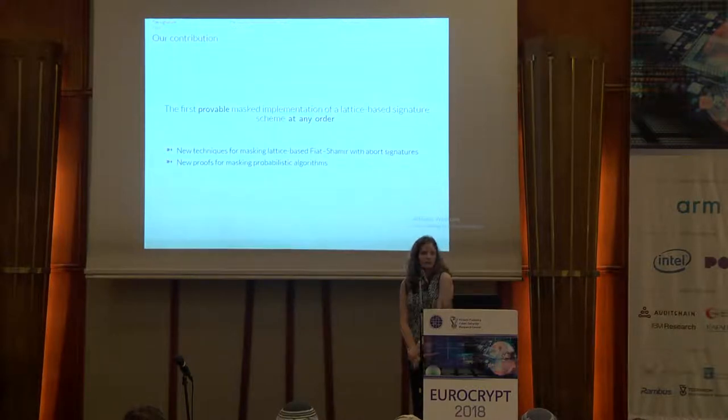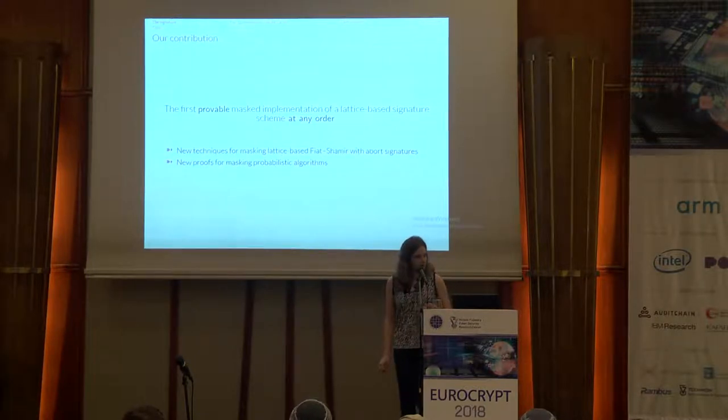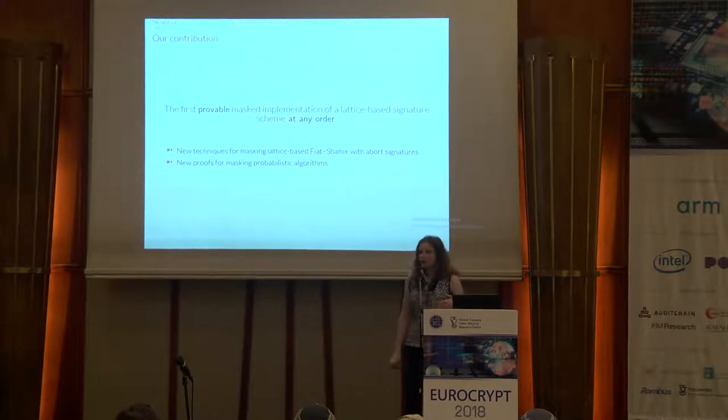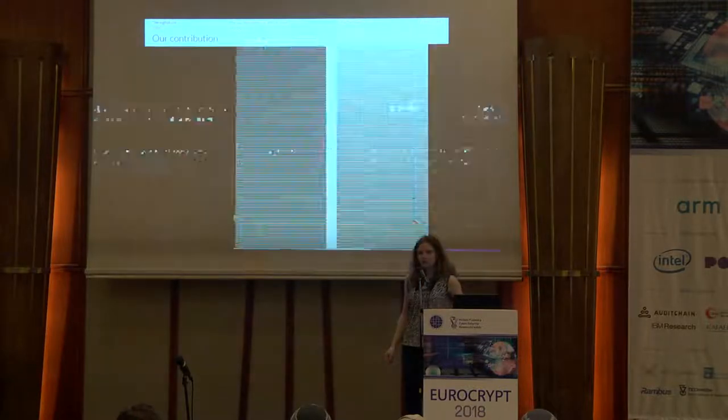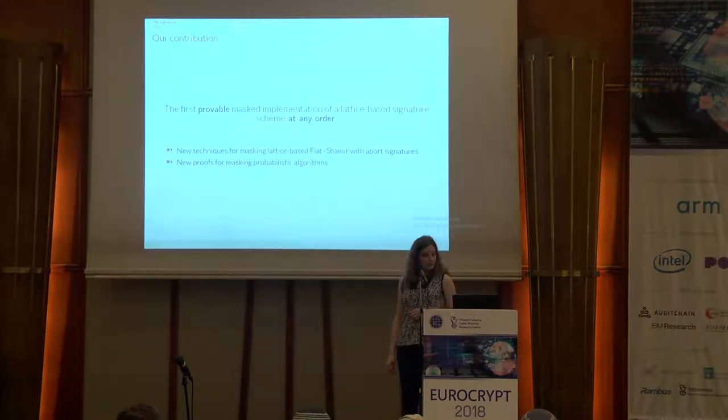So in this paper, we provide the first provable masked implementation of a lattice-based signature scheme, and this at any order. It means that we take D as a parameter. And so for that, we introduced new techniques for masking lattice-based Fiat-Shamir with aborts signatures, which is quite new because the masking schemes were mostly targeting symmetric cryptography, and so the fact that those algorithms are probabilistic was a challenge for this work. We also provide new proofs for masking probabilistic algorithms.